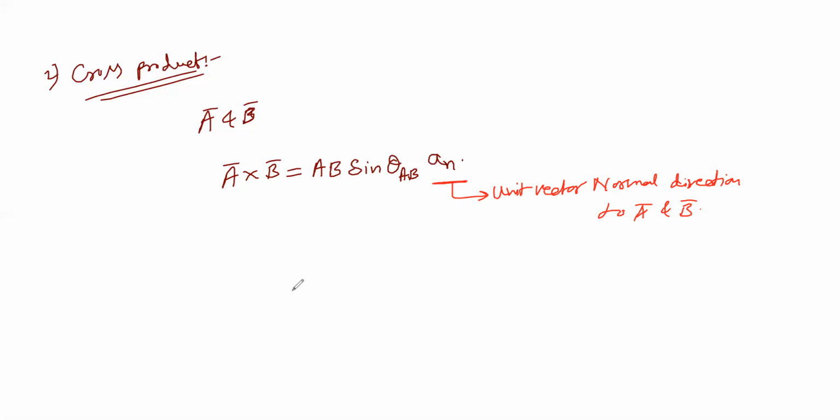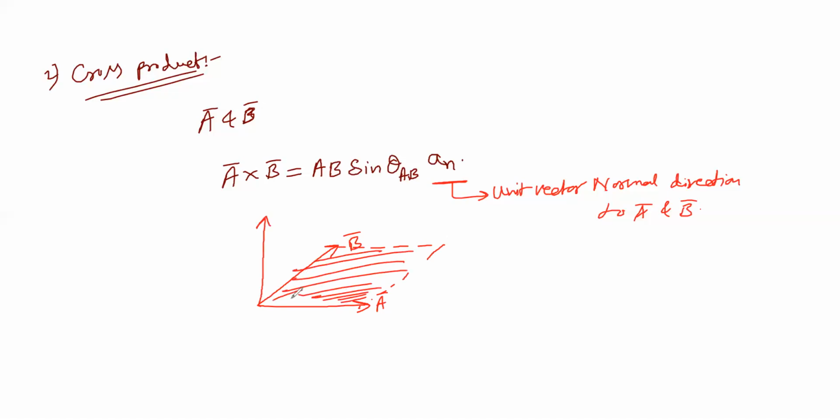The graphical representation is as follows: A bar is in this direction and B bar is rotating in this direction. If you move A bar towards B bar, the resultant is perpendicular to this plane. This is a plane, and the resultant, A bar cross B bar, is perpendicular to it. You can also say it follows the right-handed screw rule. The angle is represented here like this; it is theta.